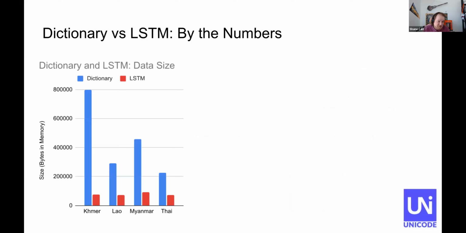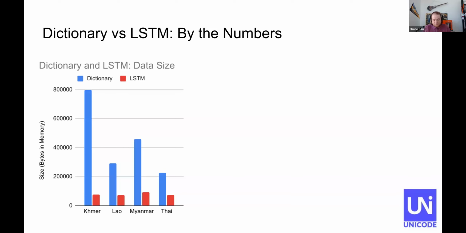In terms of data size, the LSTMs are much smaller. You can see that the dictionary sizes for these 4 Southeast Asian languages that we currently support are in the hundreds of kilobytes. When you add them together, they're almost 2 megabytes. The LSTM models are each less than 100 kilobytes. So, there are clear wins on data size.